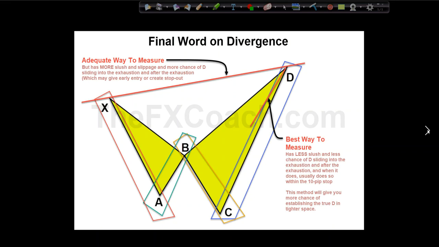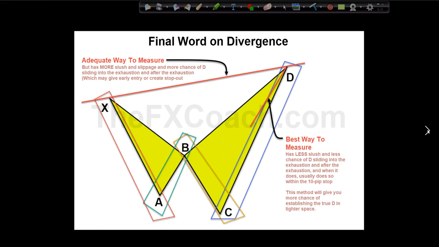The best way to measure is in the CD channel. It's going to have less slush because you're dealing with a lower level wave. And guess what? The slush is accommodated by your 10 pip stop loss. It's going to have less chance of the D sliding into the exhaustion and after the exhaustion. And when it does, usually does so within the 10 pip stop. This method will give you more chance of establishing the true D in tighter space.